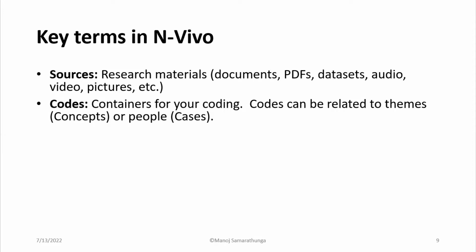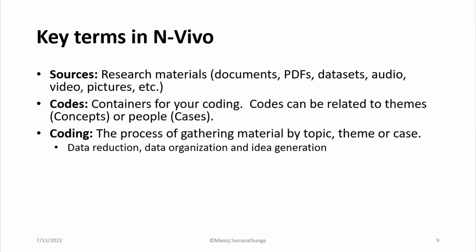So likewise, even in the NVivo software, we can categorize and we can put the data into the relevant baskets or the codes. And the process of doing that is known as coding. The process of identifying what piece of information goes into which code is known as coding.